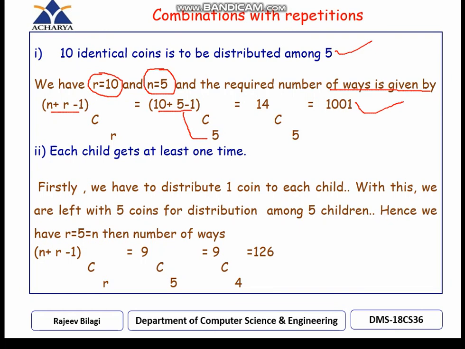Now another problem, where each child gets at least one coin. First I have to distribute one coin to each child. With this I am left with 5 coins for distribution. So n is equal to 5, r is equal to 5. Then 5 plus 5 minus 1 is 9, so 9C5, which is the same as 9C4, which is 126.